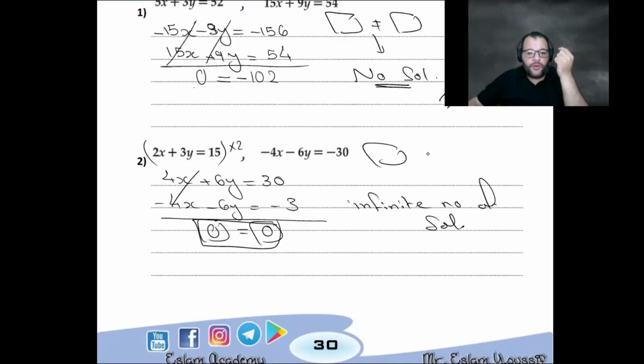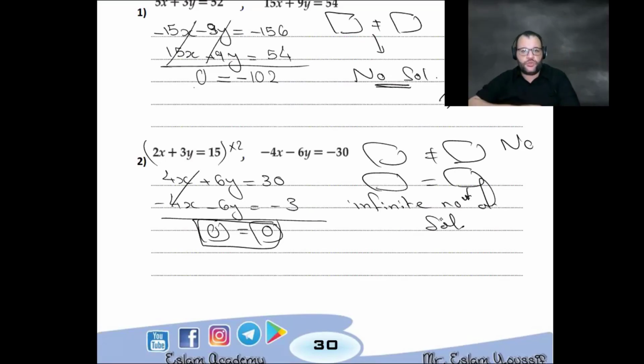So if you find the two numbers are not equal, no solution. If you find that the first number is equal to the second number, it will be an infinite number of solutions. You understand it? That's the difference between them.